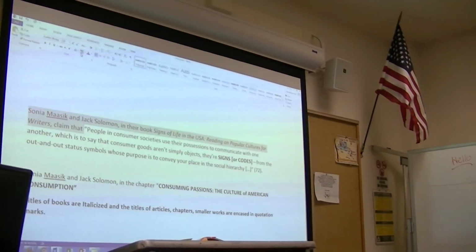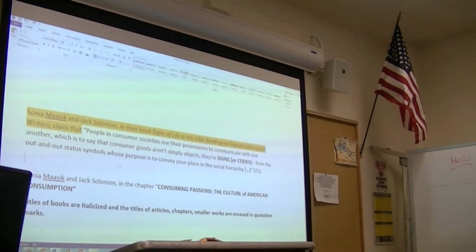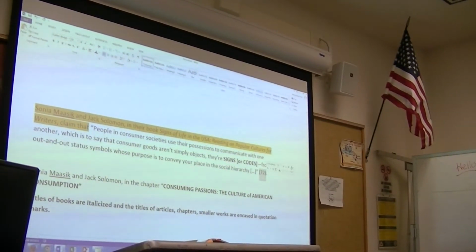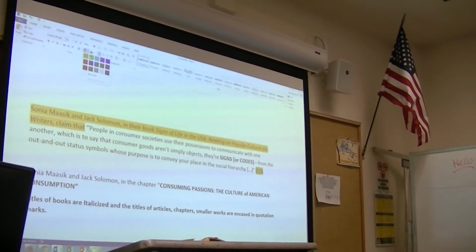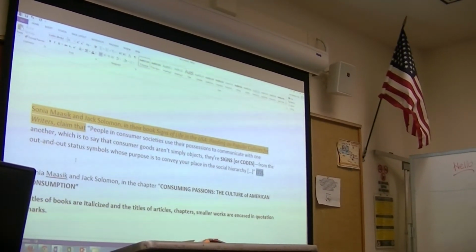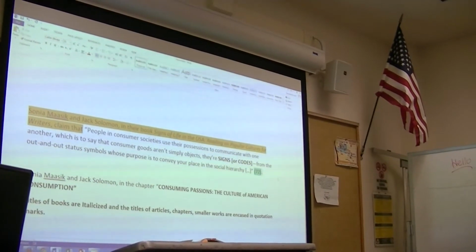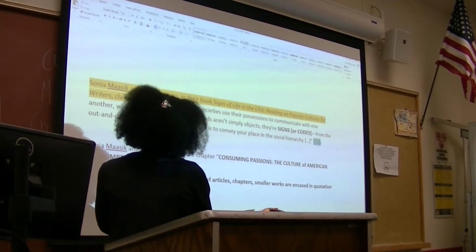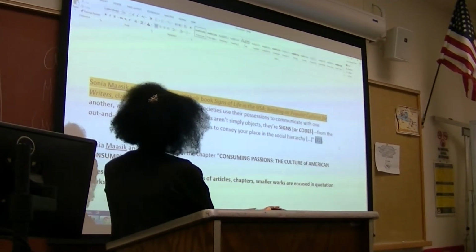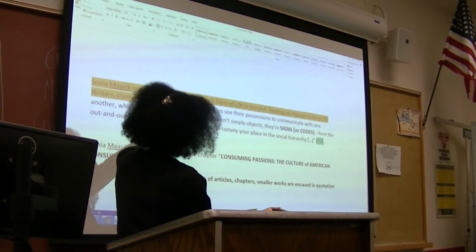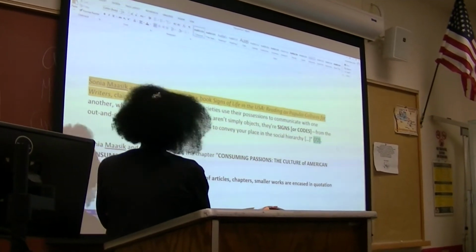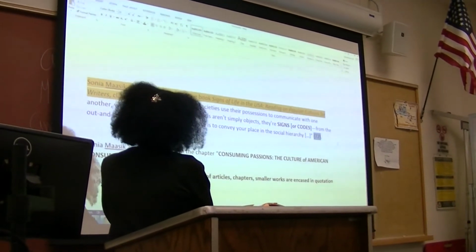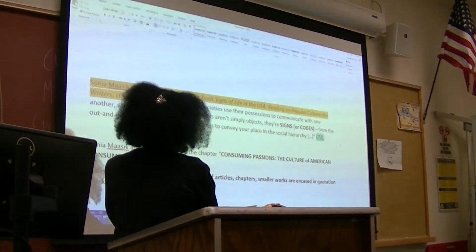So now I'm going to make some colors here so you can see something. This is a signal phrase. This is a parenthetical citation. Yes? When you say claim that, do you mean that, or is that just style? No. Claim that people in consumer societies, or claim people in consumer societies. You can do either or. Okay? So now we've got this, right?